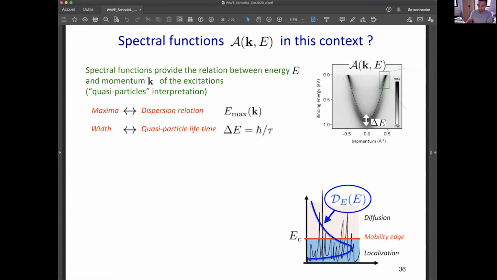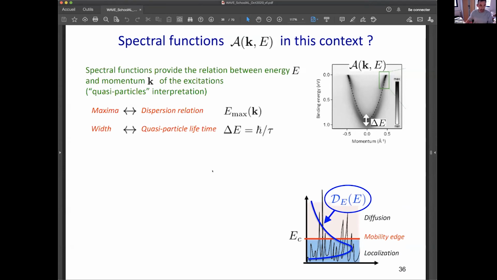And as an example, I show you what can be measured for electrons in a metal. So here you have the band. This is the dispersion relation. And the width, the energy width for a given K, is related to the quasi-particle lifetime, which is inversely proportional to the typical lifetime of the particle.